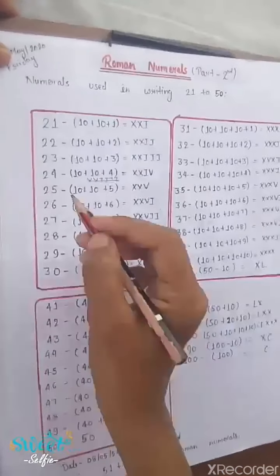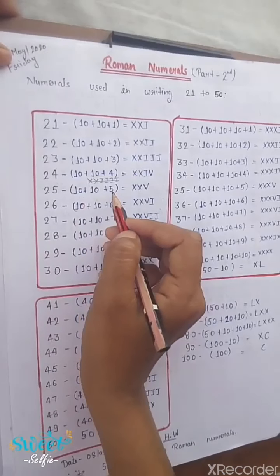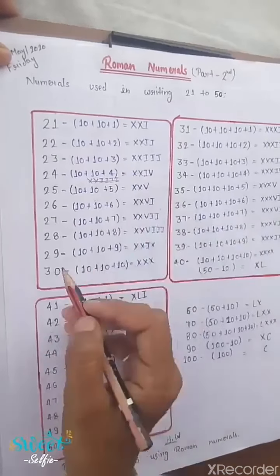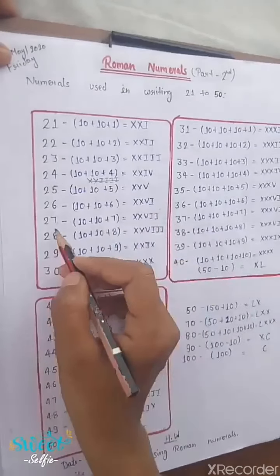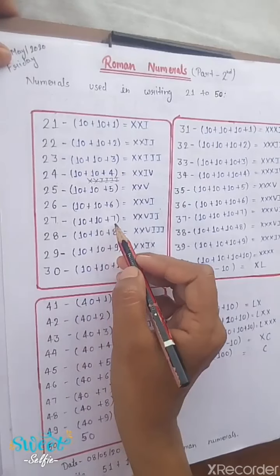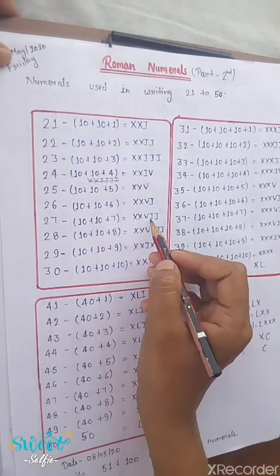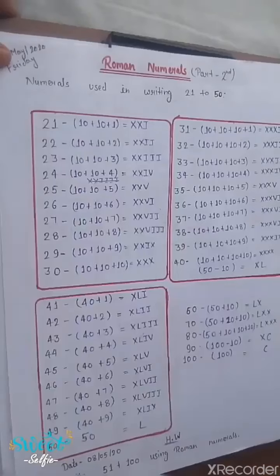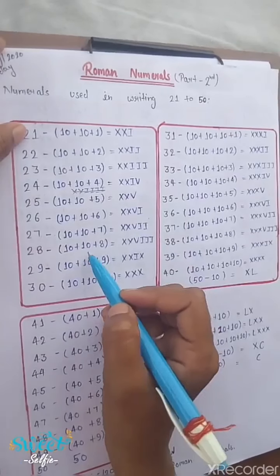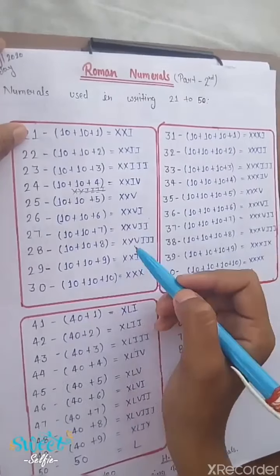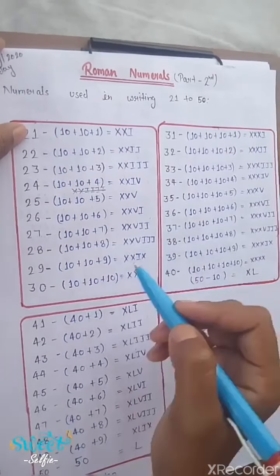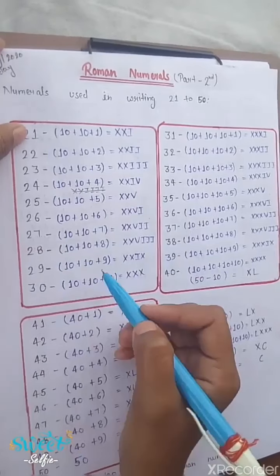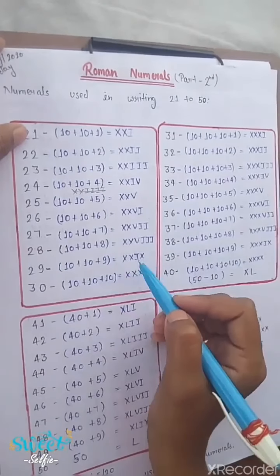And next for 25, 10 plus 10 plus 5, XXV. Similarly for 26, XXVI. For 27, 10 plus 10 plus 7, XXVII. For 28, 10 plus 10 plus 8, XXVIII. For 29, 10 plus 10 plus 9 is equal to XXIX.